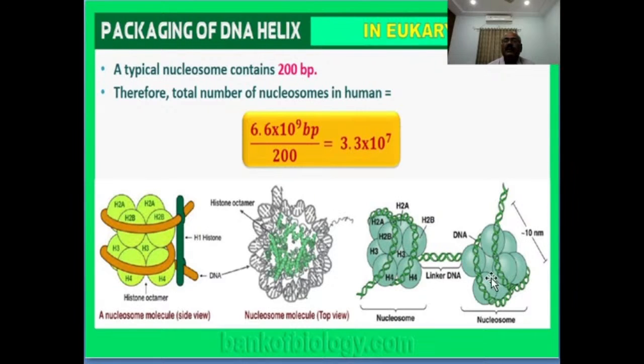So, this is one nucleosome, this is one nucleosome. Two nucleosomes are connected by DNA. This DNA is called linker DNA, also called spacer DNA. Each nucleosome is wrapped with 2 turns of DNA, and between these 2 nucleosomes, DNA is there. So, a typical nucleosome contains 200 base pairs, so in a human being, each cell possesses 3.3 into 10 to the power of 7 nucleosomes.